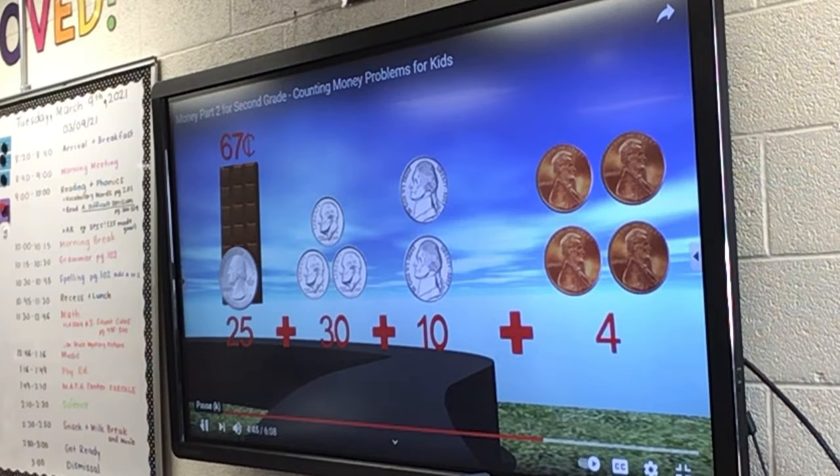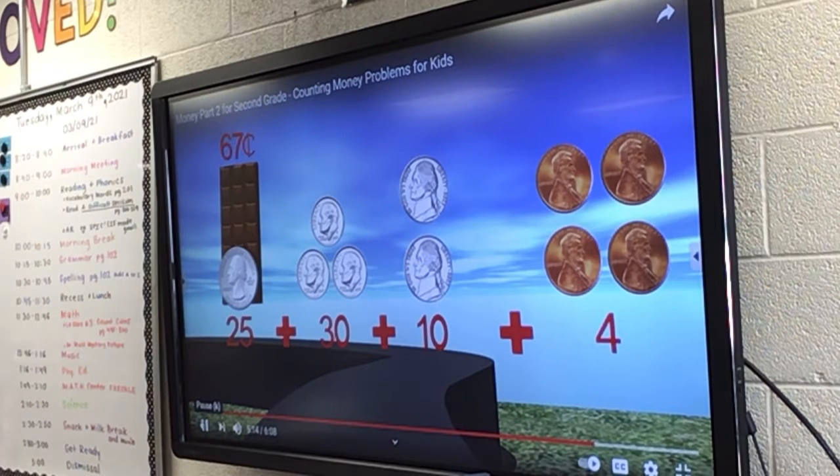Count on. Looking at the quarter, we have 25 cents. Now to count on using our dimes, we count by 10. We have 35, 45, 55. So the quarter and the dimes added together give us 55 cents. Now we have the nickels to count, so we will count by 5s. So 55 plus 5 is 60, and another nickel gives us 65.